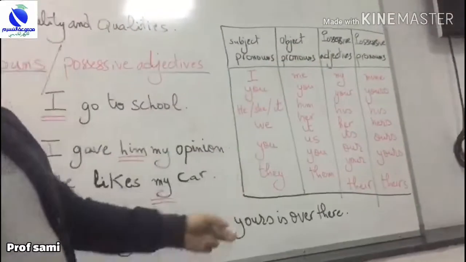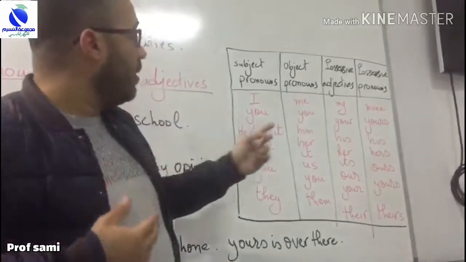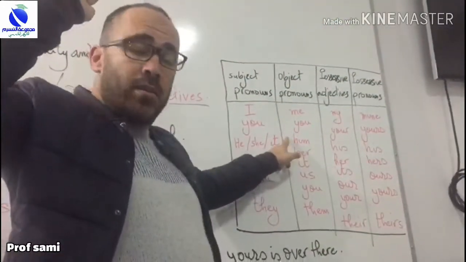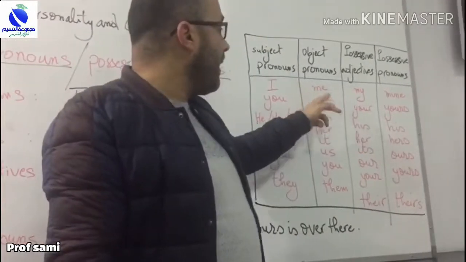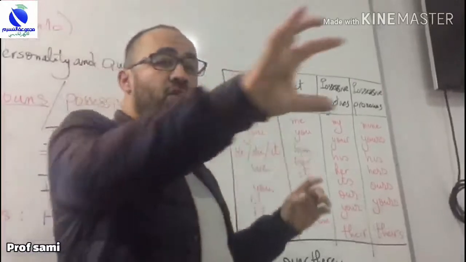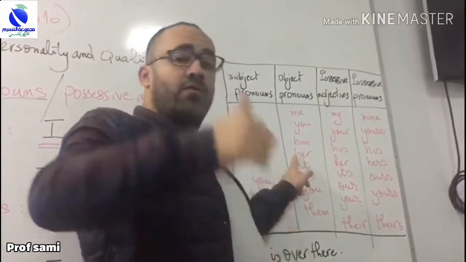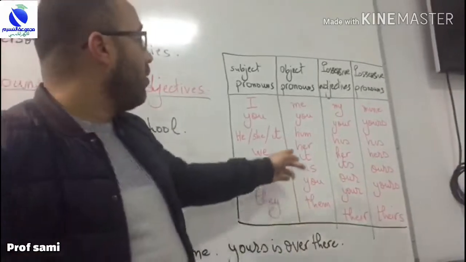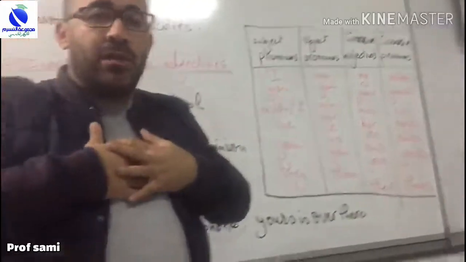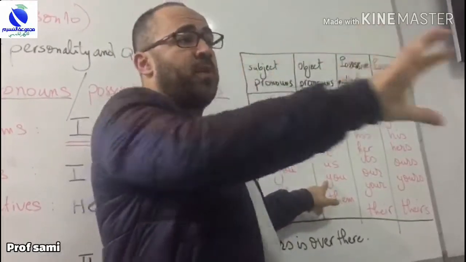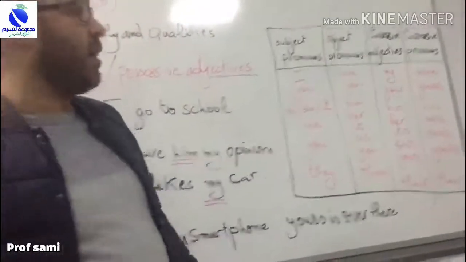Concerning object pronouns, we have, as you can see here, me for me, you for you, him for a man or a boy who is absent, male, her for female, woman or a girl, it for animal or object, us for a group of people including me, you for a group of people in front of me, for example, you and you, then them for a group of people who are absent.